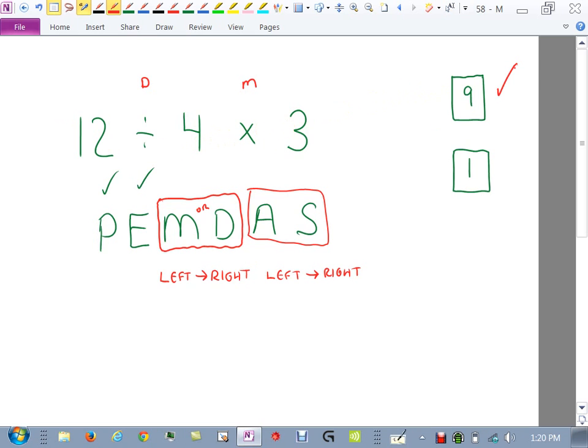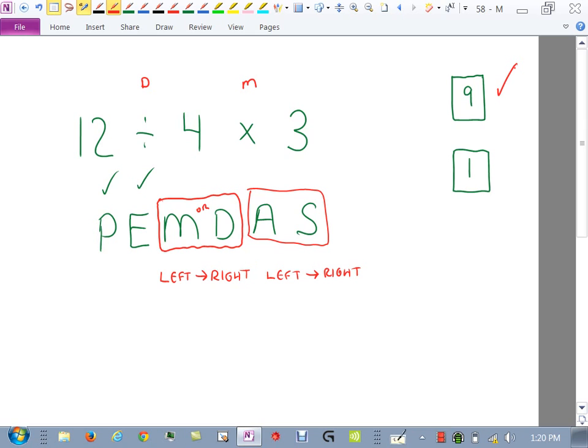Now, the reason we have to agree upon a convention that everyone does it the same way is because you don't want someone to be, I don't know, building a bridge, and they say, oh, no, I'm going to do the multiplication before the division. And the other engineer's like, no, I'm going to do left to right. We all have to agree, or else the bridge isn't going to work, right? Things are going to break. You don't want to get an answer like 9 and 1. Those are way off, right?